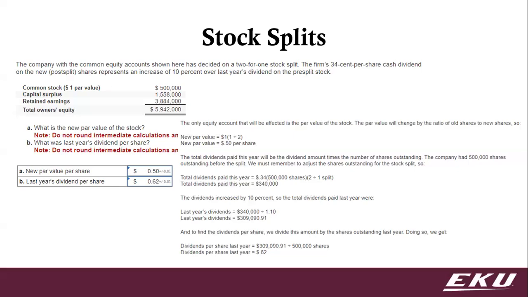And then the total dividends paid is 34 cents times, they did have 500,000 shares, right? At a dollar par value. Now it would be a million shares because of that 2-for-1 stock split, and so the total dividends ends up being 340,000. If it increased by 10%, you'll just subtract off the 10% or divide by 1.1, to take off that 10%. And then you would just divide that by the old shares outstanding, and that tells you what the dividends per share were before.